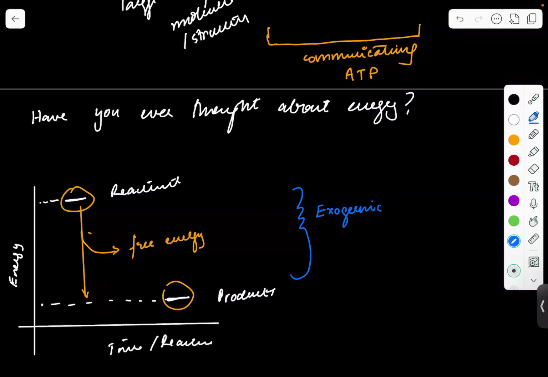Exergonic reaction, right? Exergonic reaction. Oh, yeah, I pronounced this wrong. So, exergonic reactions. Yeah, there you go.